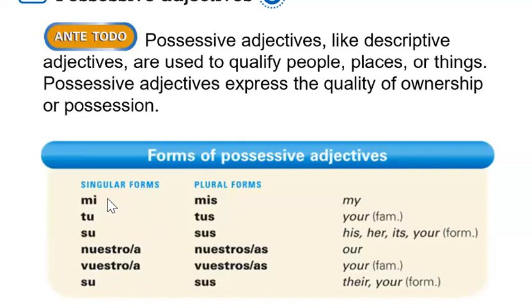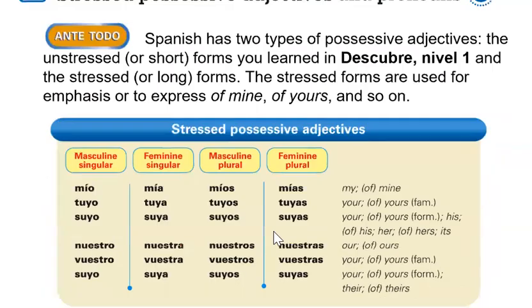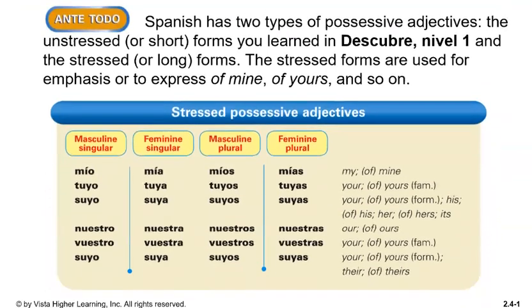But there is another way that we're going to learn about now of how to show possession. And here we can see it. It probably looks pretty similar to what we just looked at. We had the mi, tu, su, and nuestro and vuestro are the same, and su. So very similar. You can see it's just a little bit extra.